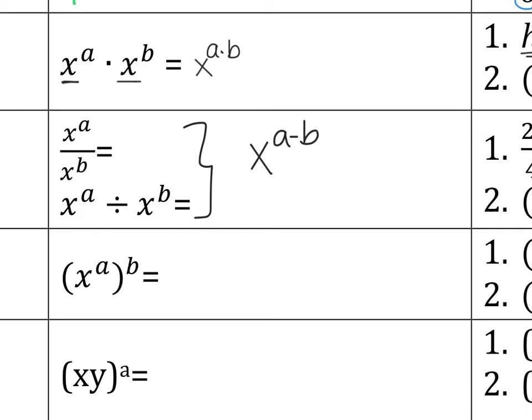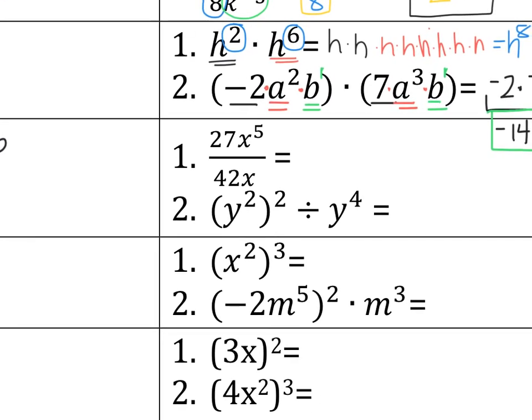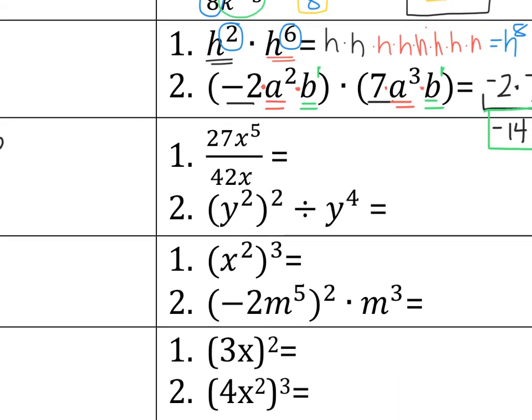It's a minus b. So for example, over here we have 27x to the 5th divided by 42x. I'm going to write this one out the long way. So this is 27 times x times x times x times x times x. And the bottom one is 42 times x. These two are going to cancel.